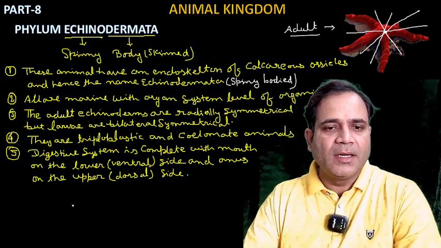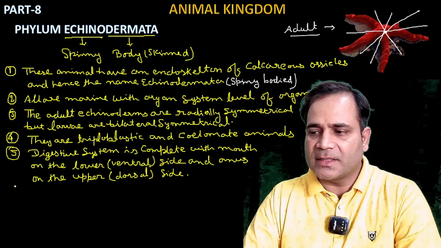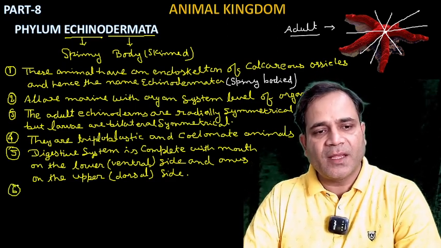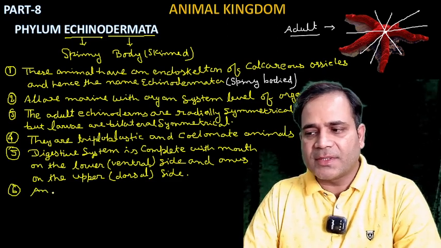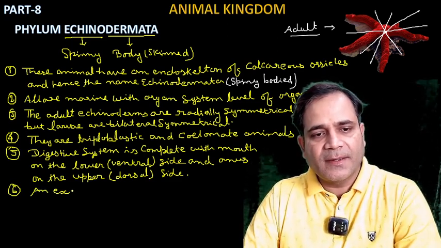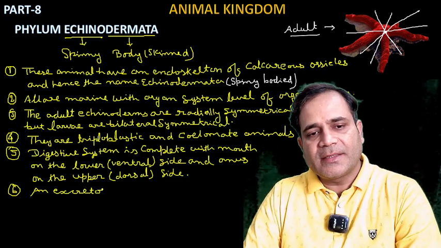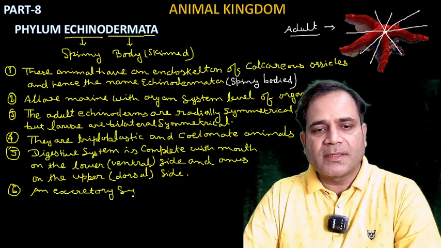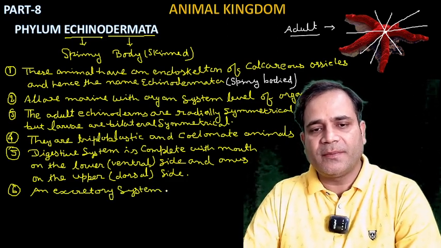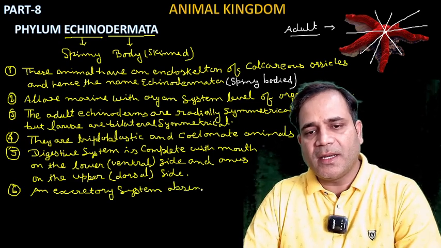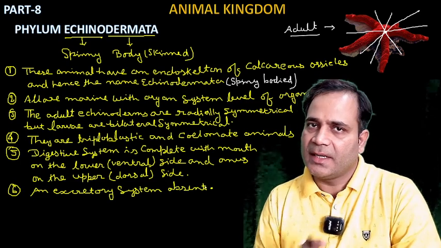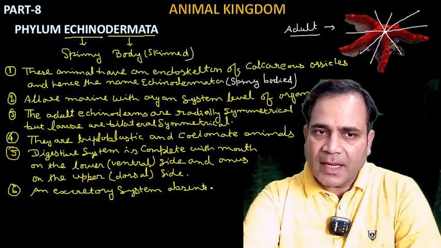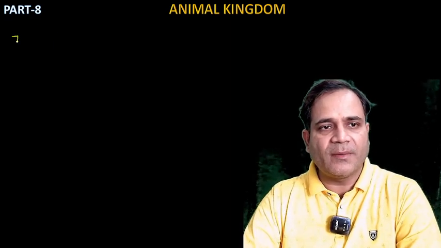Okay, now I'm going to move ahead. That is the sixth point. If anybody asks you about the excretory system, is there any excretory system here? The excretory system is absent, my dear. So there is no system to eliminate nitrogenous waste.